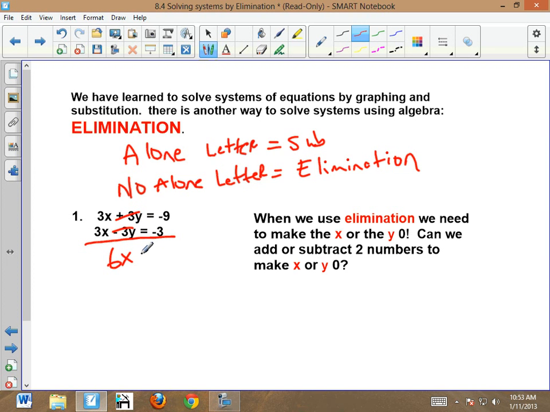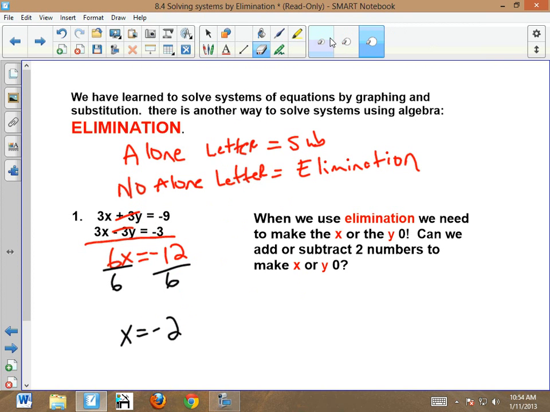6x, they eliminate each other, equals, now, don't forget to add your totals. You can't just put negative 9 or negative 3 here. What's negative 9 minus 3? Negative 12. So now to solve this, I divide both sides by 6. x equals negative 2. Okay?